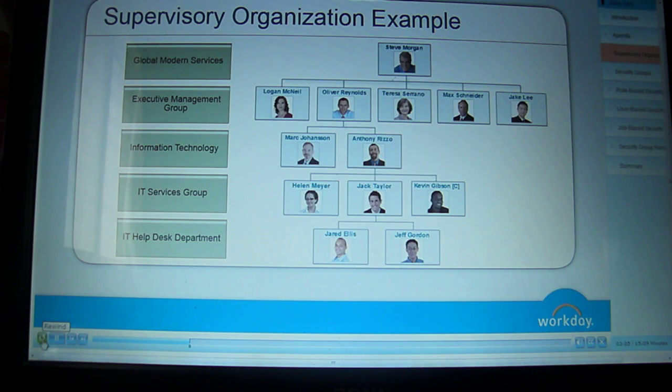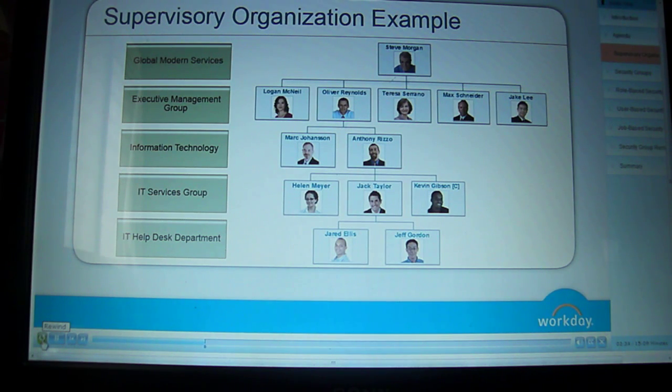Before we look at a supervisory organization in the Workday system, let's talk about superior and subordinate organizations. When a supervisory organization is created, there may be a supervisory organization that is superior or subordinate in the reporting hierarchy. For example, the Information Technology Supervisory Organization is subordinate to the Executive Management Group, but superior to the IT Services Group.